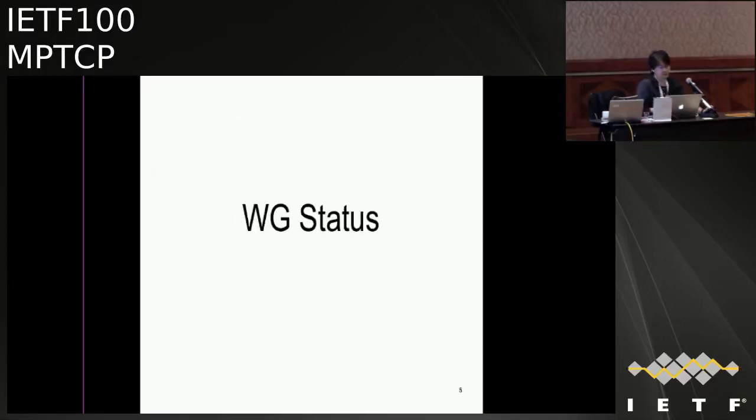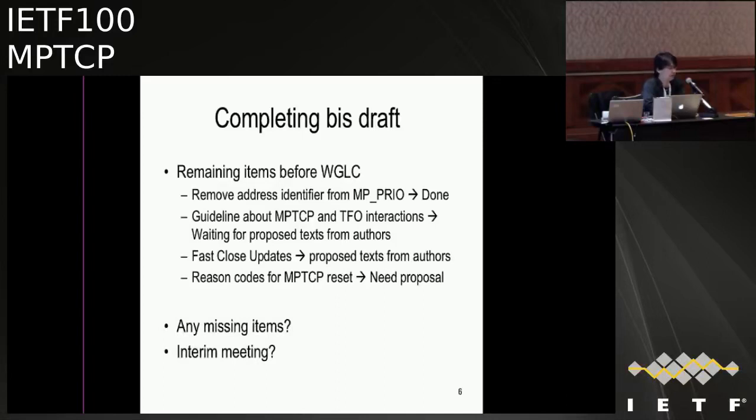Okay, moving on. Let's talk about the working group status. We are trying to complete the BIS draft right now. In the chairs' understanding, there are several remaining items before we finalize the draft. Removing the address identifier from MP_PRIO. This one was proposed in the last meeting, and I think we got enough support for it. It is already incorporated into the BIS draft, so I think this is already done. Next, guidelines about Mptcp and TFO interactions. For this one, we are waiting for the proposed text from the authors. Once we get the text from the authors, we can review it and discuss it.